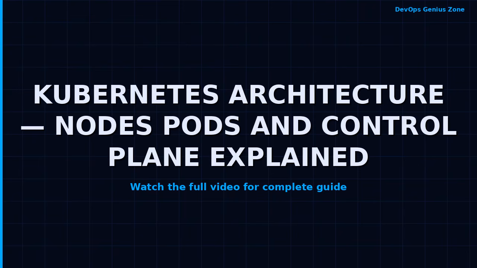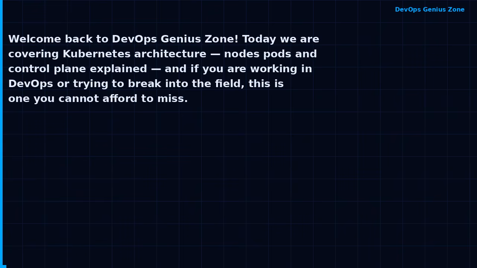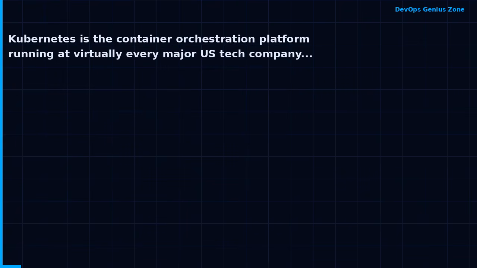Today we are covering Kubernetes architecture, nodes, pods, and control plane explained, and if you are working in DevOps or trying to break into the field, this is one you cannot afford to miss. Kubernetes is the container orchestration platform running at virtually every major US tech company. Let me walk you through exactly what you need to know.